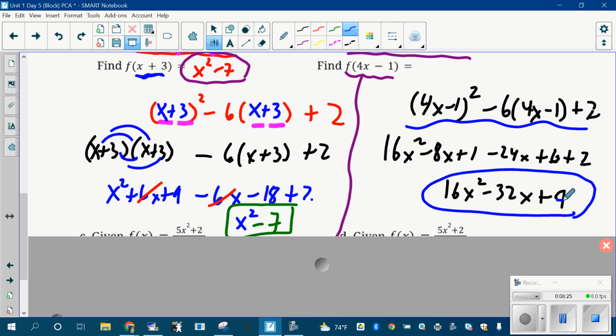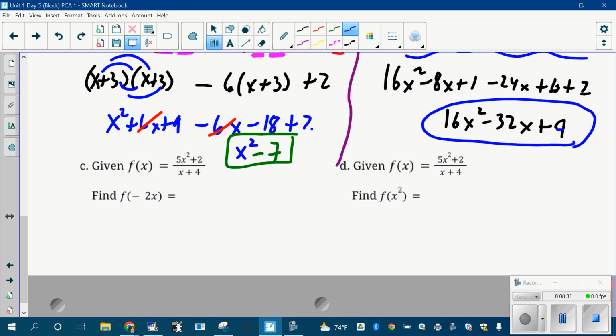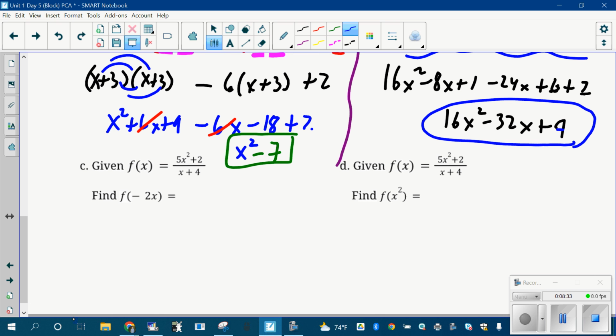Cool. Remember, you shouldn't be using your calculator. This is a non-calculator unit. We should be doing this without our calculator. Cool. I'm going to do one of these with you. I want you to do the other one. I'll do this one with you.